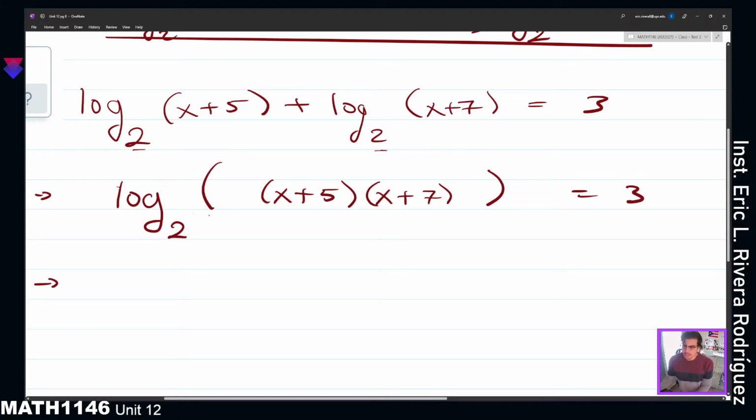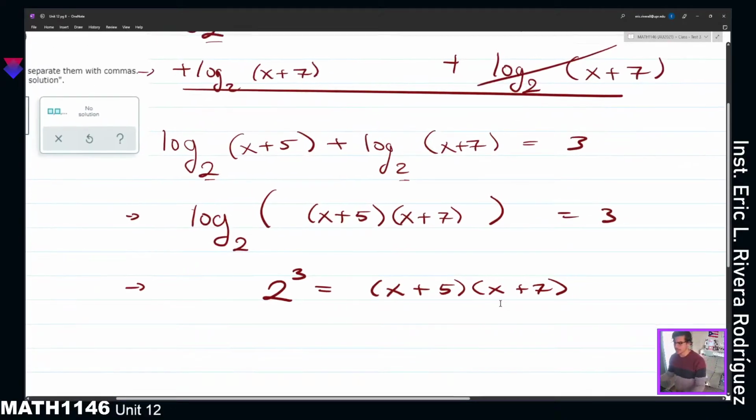Okay, so then you want to cancel the logarithmic function. Now we have simplified, we have isolated the logarithmic function on one side of the equation. So what we want to do now is cancel the logarithmic function. So that is 2 raised to the power of 3 equals x plus 5 times x plus 7. And this is the second problem that we have here.